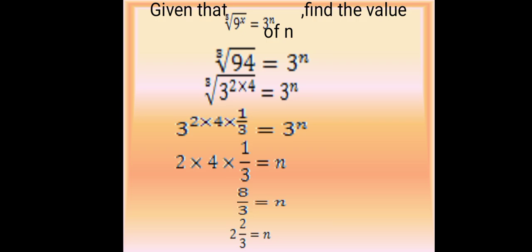Now the base is the same, so we shall have 2 multiplied by 4 multiplied by a third is equal to n, meaning that 8 over 3 is equal to n. Now n is 2 and 2/3.